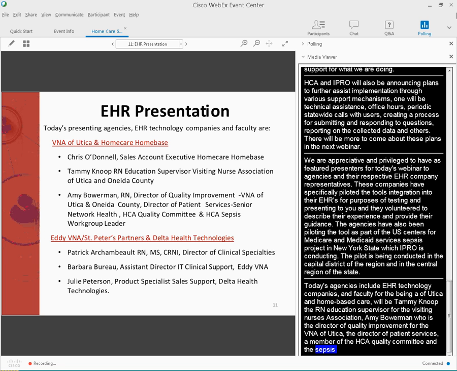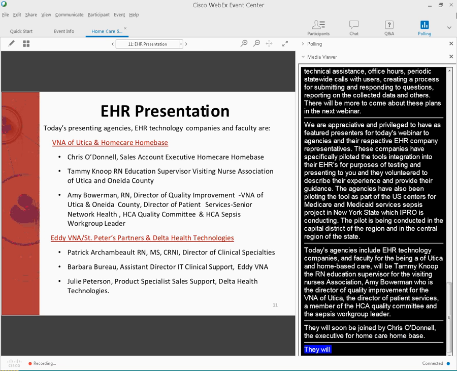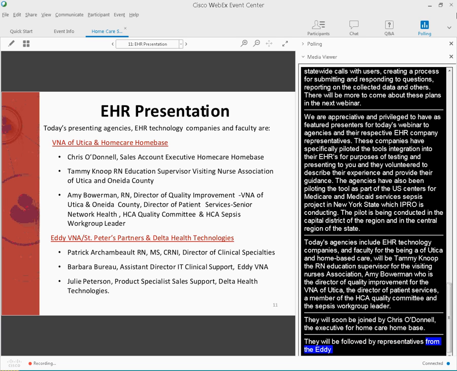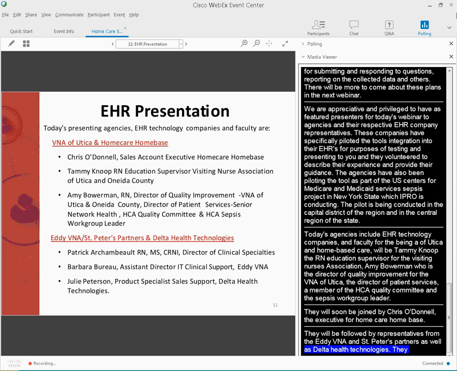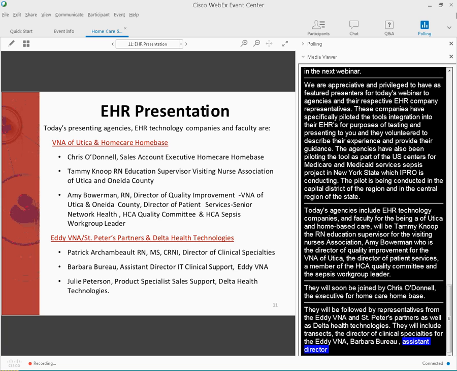They will be followed by representatives from the Eddy VNA and St. Peter's Partners, as well as Delta Health Technologies. And they will include Patrick Archambault, who is the Nurse and Director of Clinical Specialties for the Eddy VNA and St. Peter's Partners, Barbara Bureau, Assistant Director of IT Clinical Support for the Eddy VNA, and Julie Peterson, Product Sales Specialist Support for Delta Health Technologies.